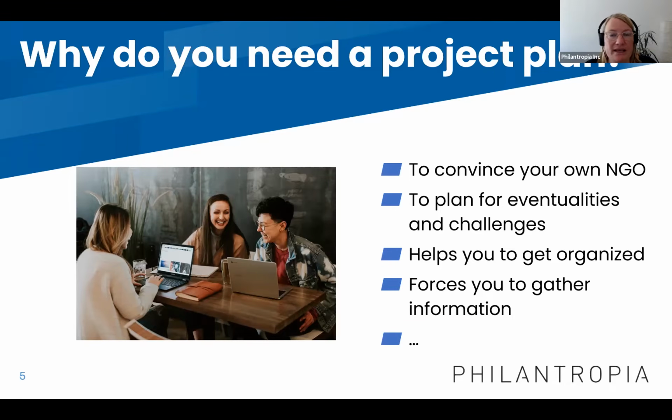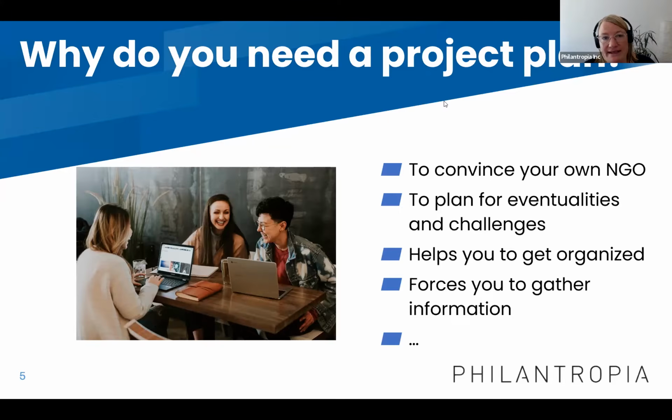Maybe they don't want to change. Maybe they don't want to start anything new. Or maybe you have a specific budget within your NGO and you have to compete for it. So that's when you write a project plan, a document that really describes what you want to do, how you want to do it. So that is one reason to write a project plan.